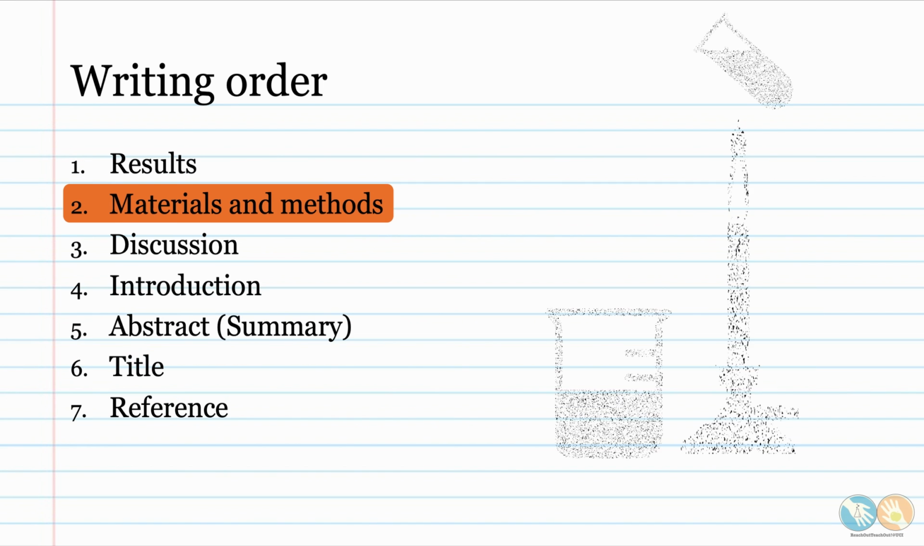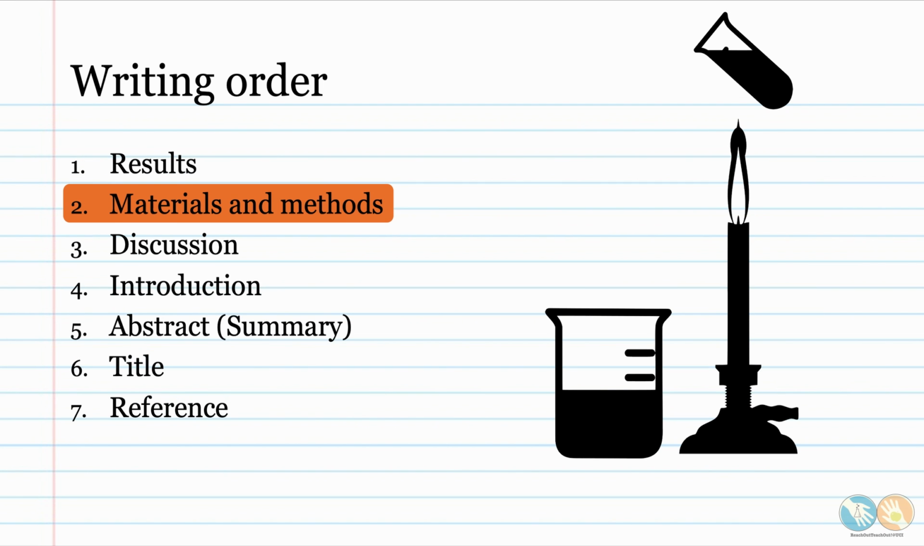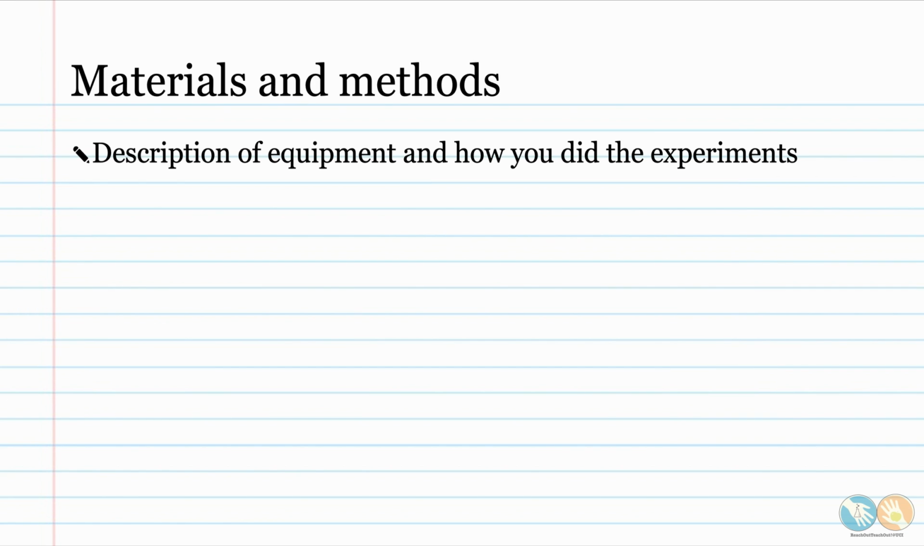Next, we're going to write the materials and methods sections. In this section, you will describe all of the equipment used and how you carry out your experiments. So if someone wants to replicate your experiments in the future, they can.